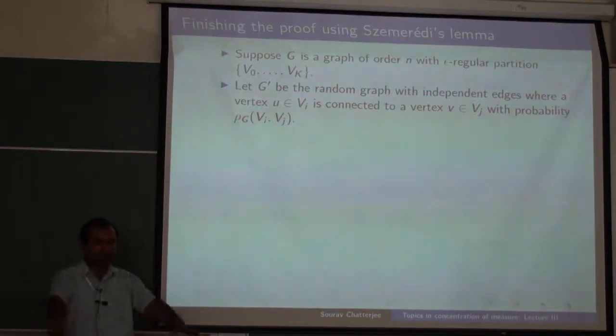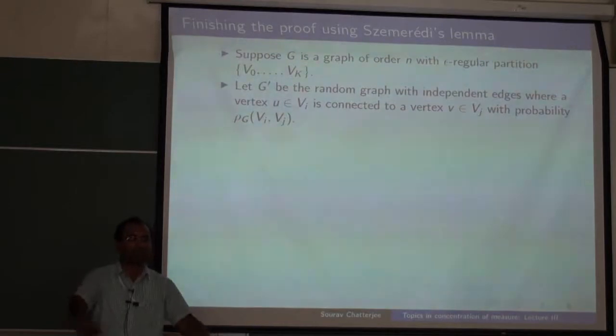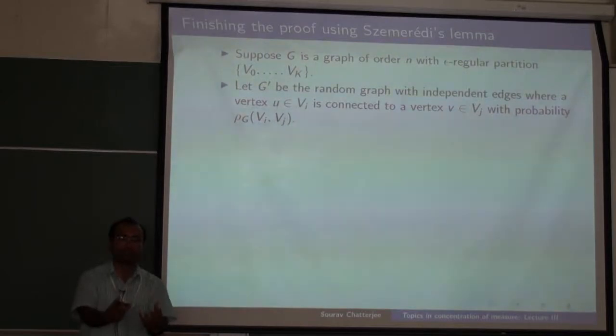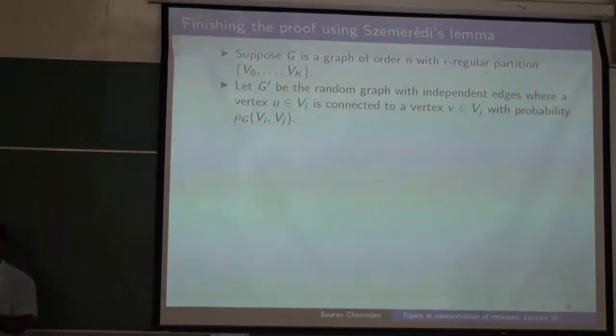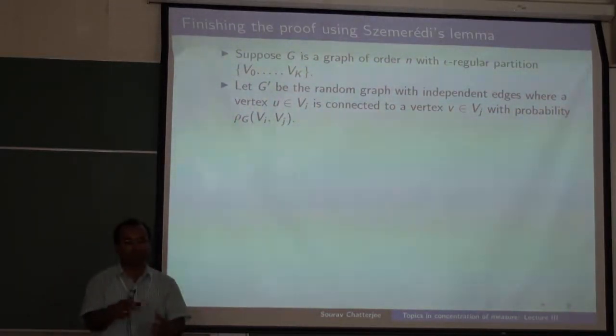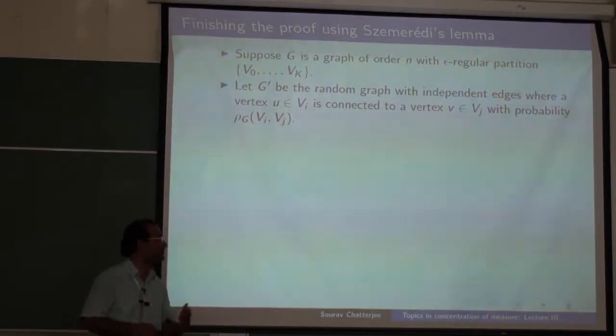So you start with a large graph, you do this partition, you know the edge densities between the blocks, and then you construct a random graph where you take these exact same blocks and put down edges with those edge density probabilities. So if the edge density between two blocks is 0.3, then you put down edges between those blocks with probability 0.3.